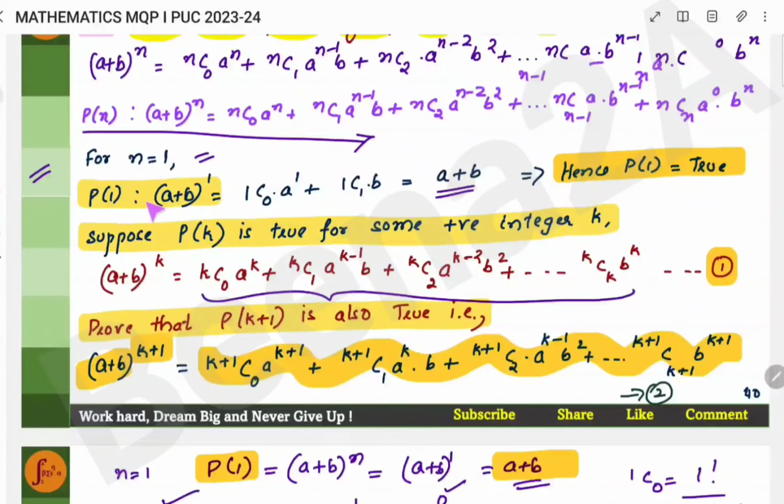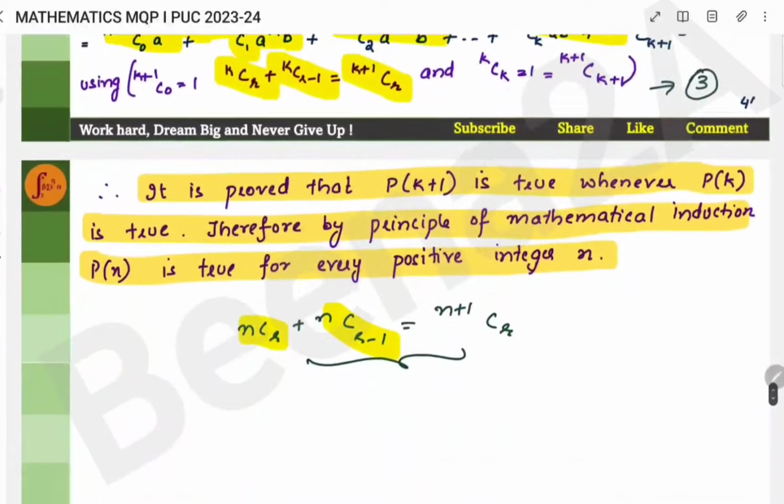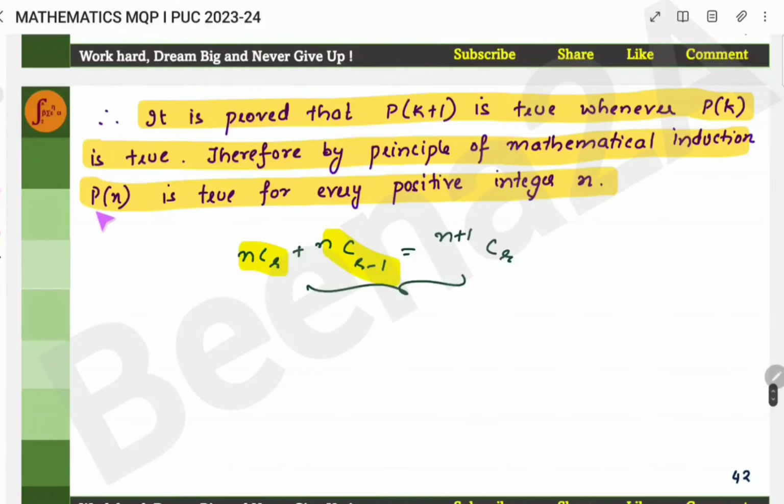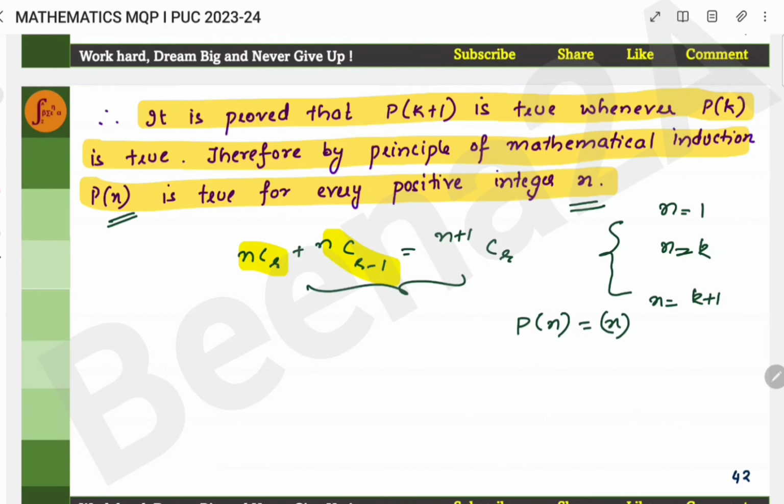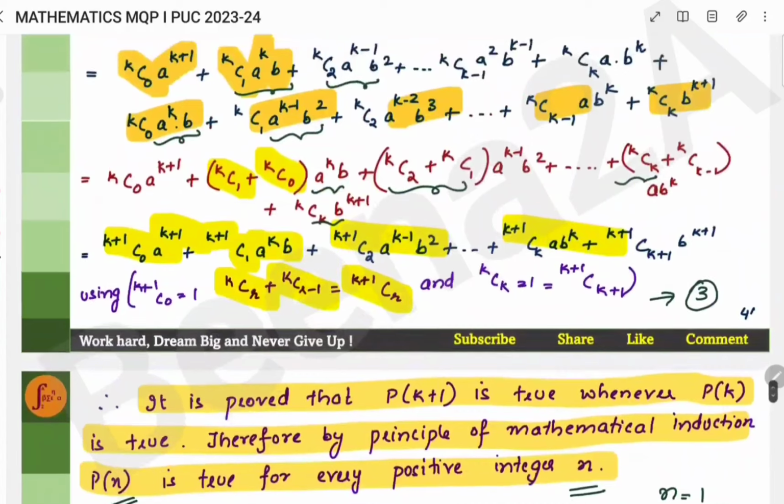For n equal to 1, P of 1 is true. For P of k, we assume it is true. And for P of k plus 1, we prove that it is true. Therefore, by mathematical induction, we can say that P of n is true for every positive integer n. So we took n equal to 1, we took n equal to k, then we proved n equal to k plus 1. With all these three steps, we can conclude that P of n is true for every positive integer n. And what is P of n? Nothing but that entire binomial expansion.